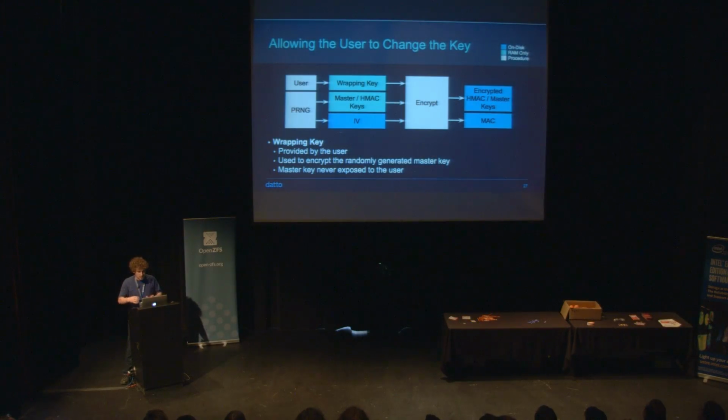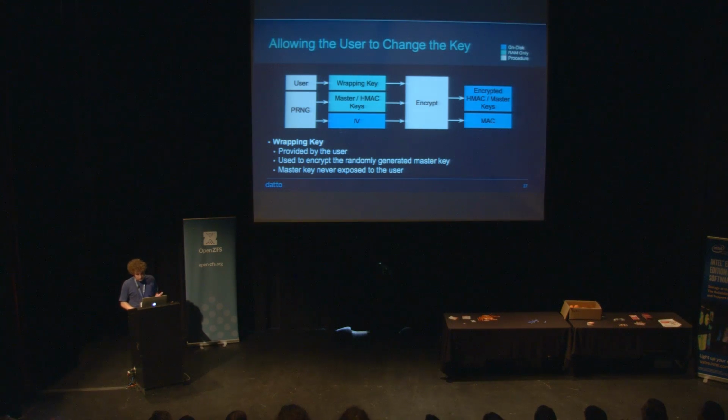Now, as this gentleman pointed out, this is going to be the case for when you're specifying a key via raw or hex. So this is what it's going to look like. But basically, all we're doing is taking the master key, which we're randomly generating, and we're going to encrypt that on disk in a separate object, which is called a DSL crypto key.